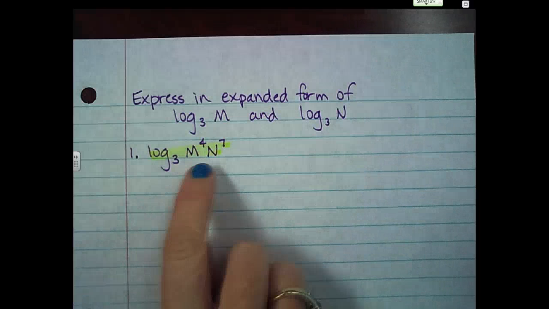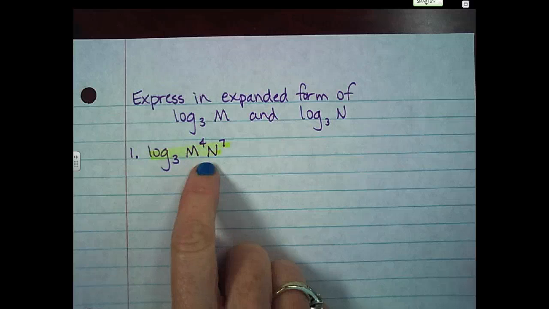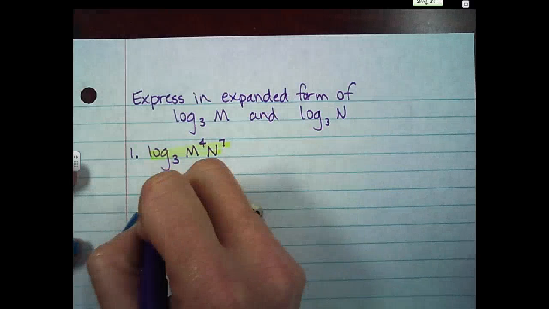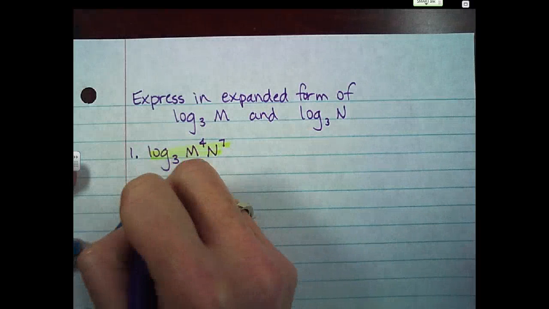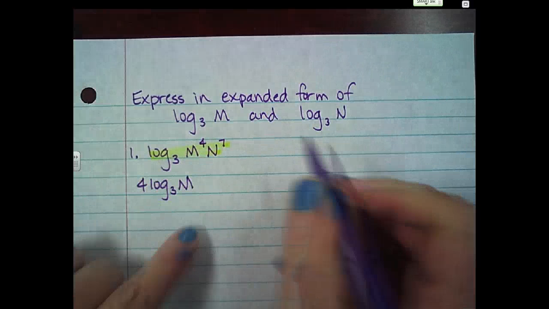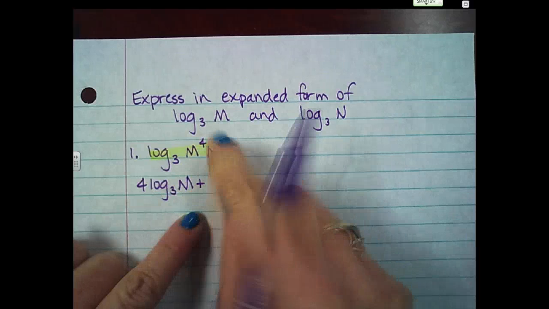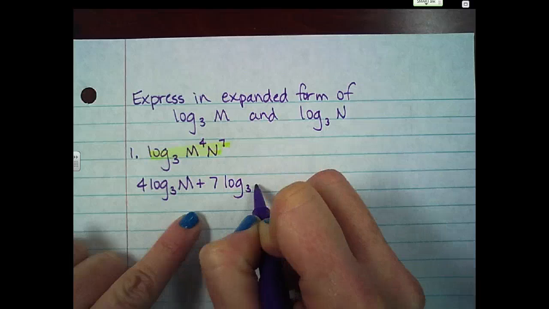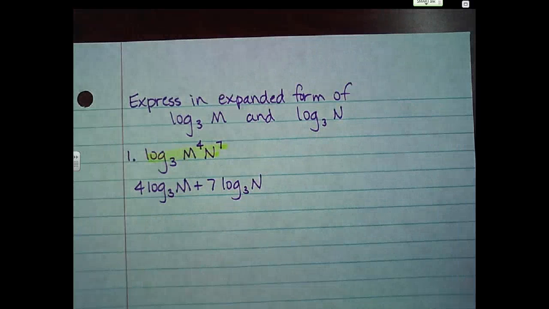What does multiplication mean? It means addition, the property of addition. So the 4 is going to start, so this is the same thing as 4 log base 3 m, plus, and then the 7 goes in front because it belongs with the n, 7 log base 3 n. You wrote it in expanded form. You expanded the problem out.